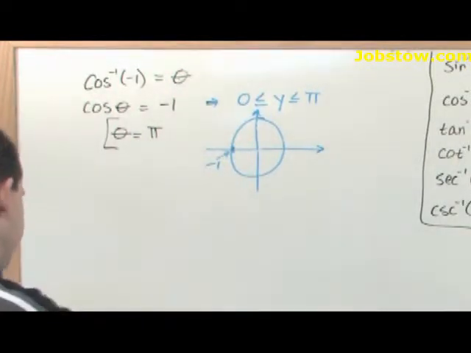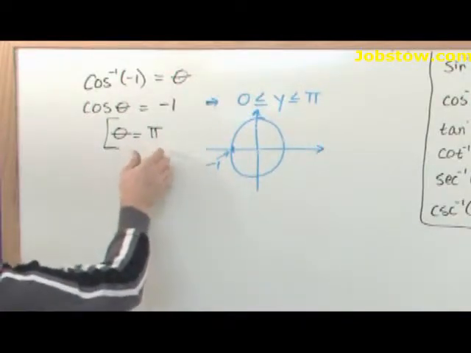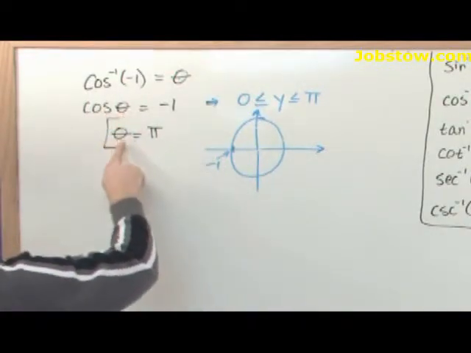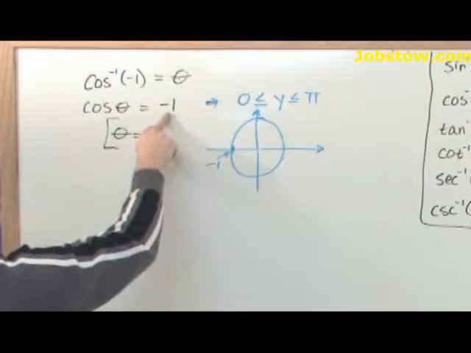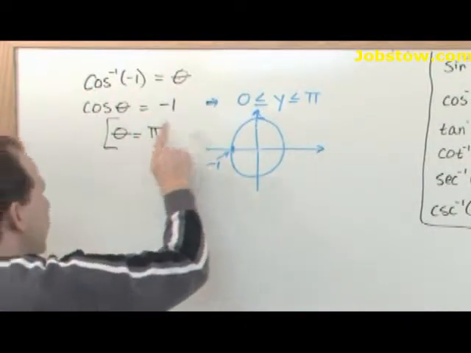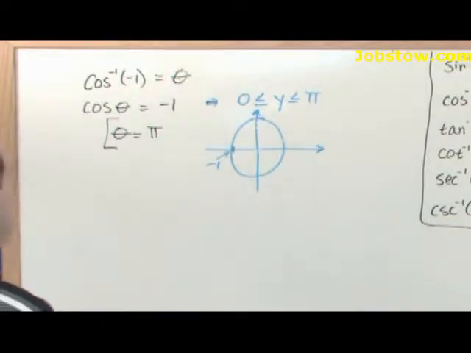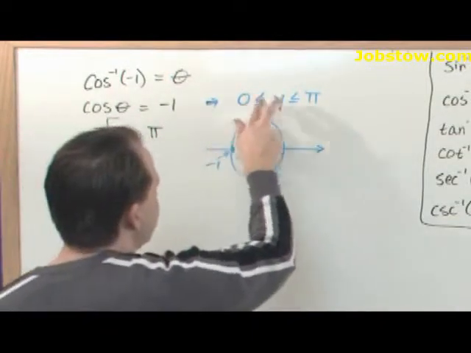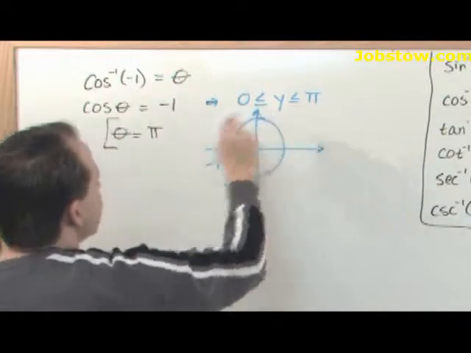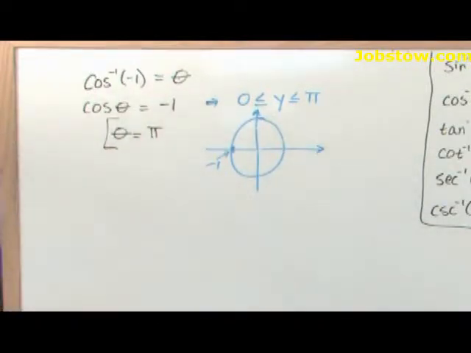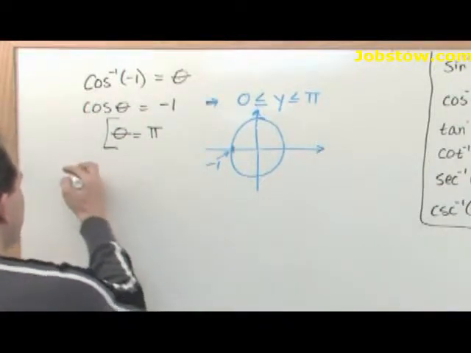Now, the thing you always have to do when you get an answer is say, okay, I found an angle so that if I take the cosine of this angle, it gives me -1. But is this angle in the range of the angles that we defined? And the answer is yes. Pi falls between 0 and pi inclusive, because of this inclusive sign here. So we're done. That's the answer to that question. We don't have to do anything more than that. Okay, move on to another one.